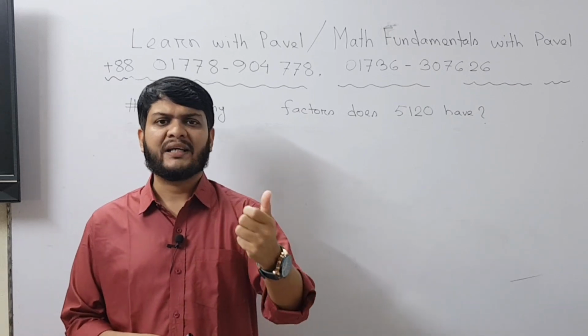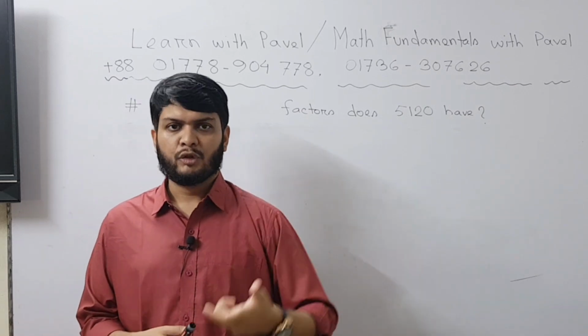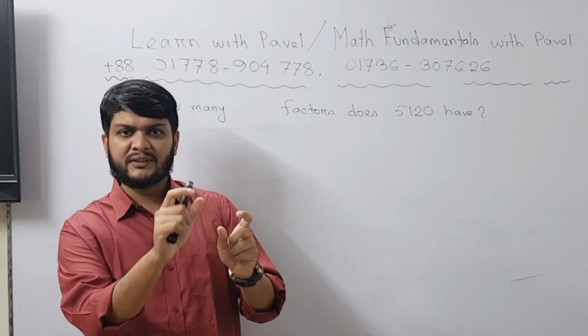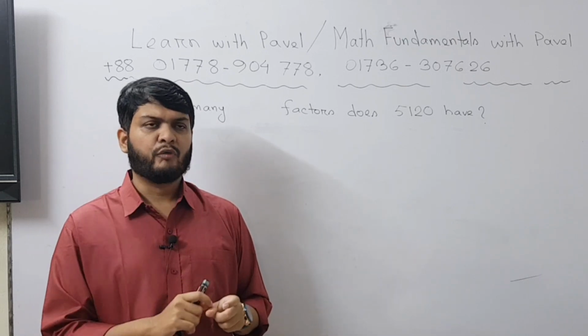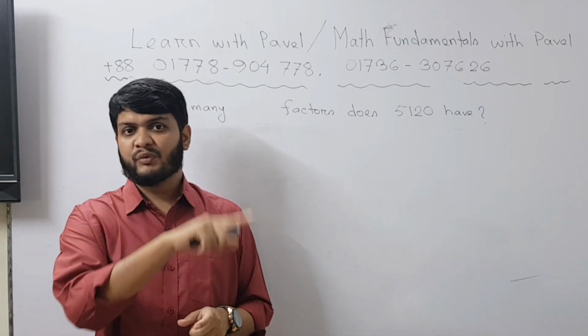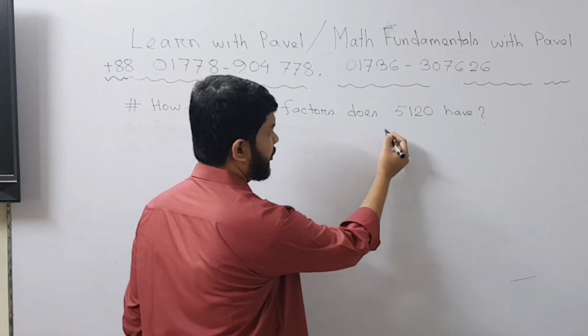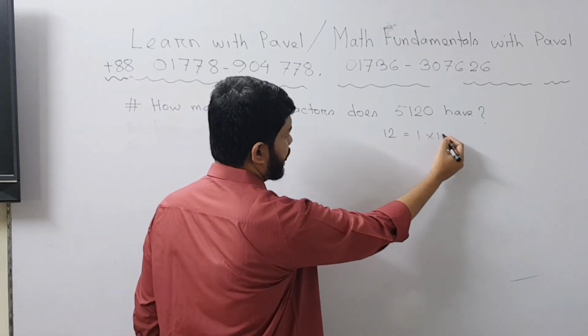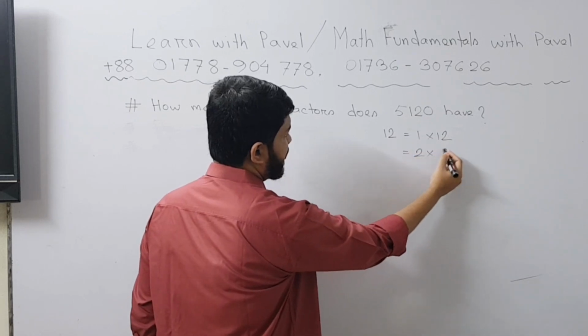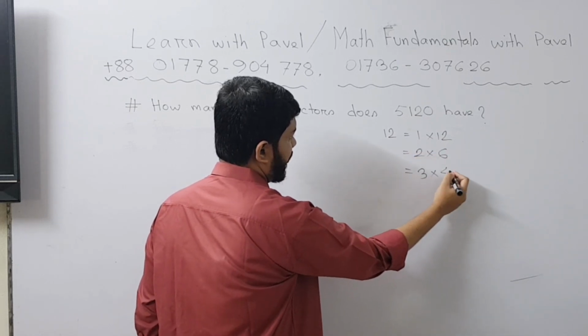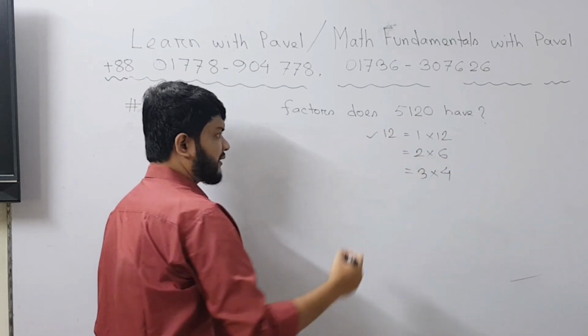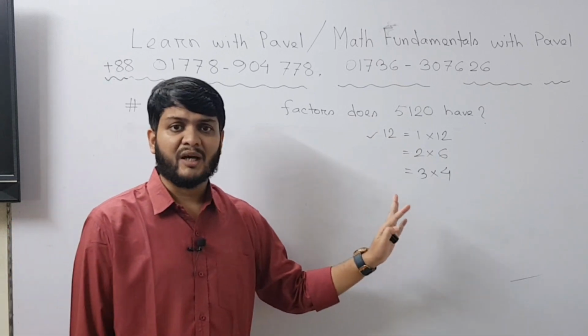Suppose you have to find the factors of 12. We write 1 times 12, 2 times 6, or 3 times 4. In this way we count: we have 6 factors of 12. Let me write it down for you. 12 is equal to 1 times 12, 2 times 6, and 3 times 4. So this process is effective if the number is small.